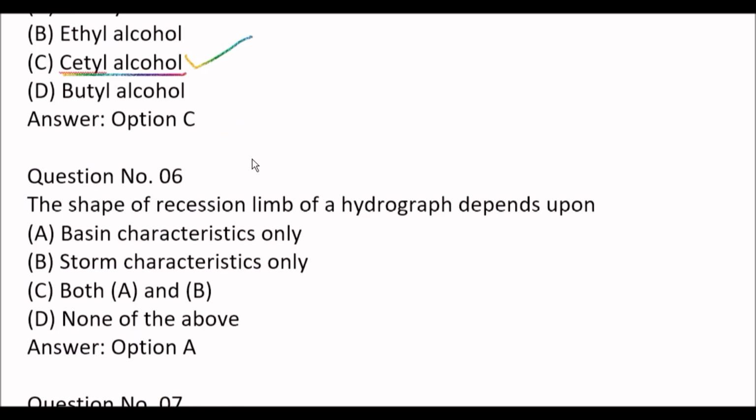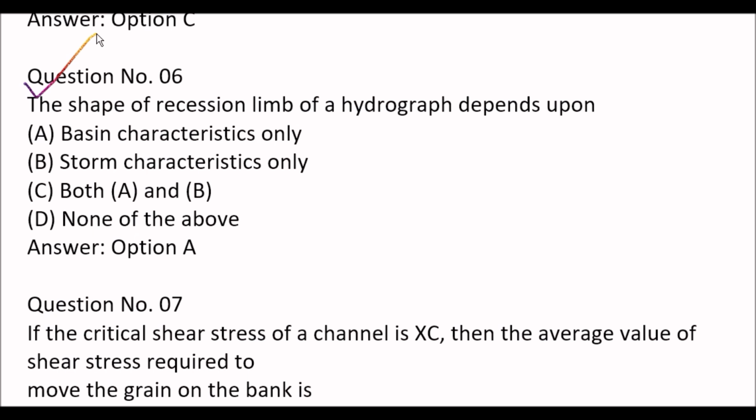Okay. Next question. The shape of the recession limb of a hydrograph depends upon option A, basin characteristics only. Option B, storm characteristics only. Option C, both A and B. Option D, none of the above. Right answer is option A, basin characteristics only.